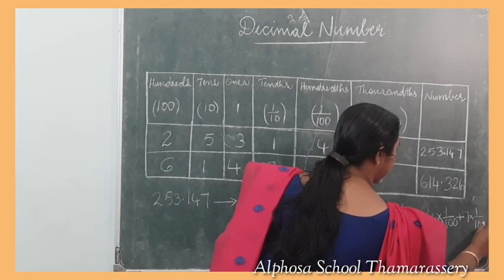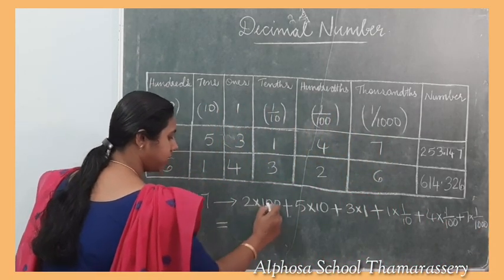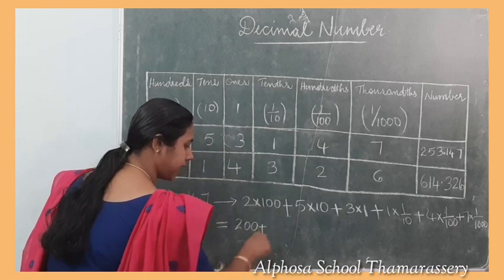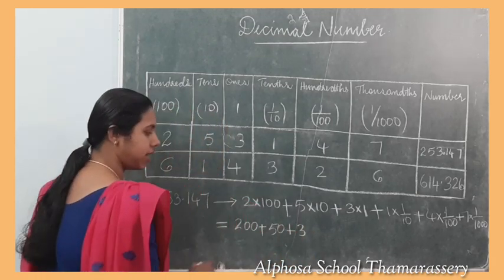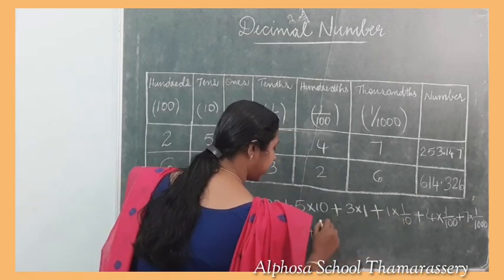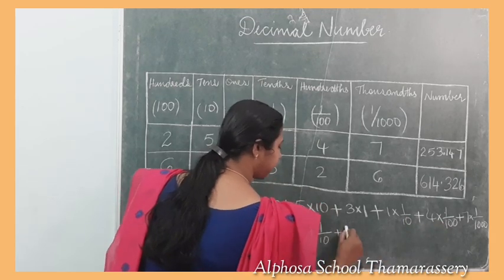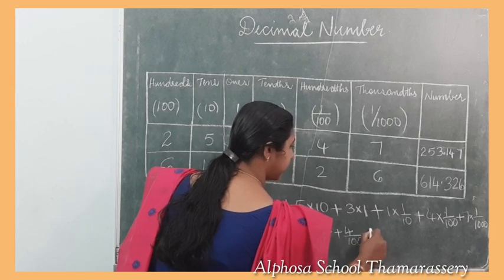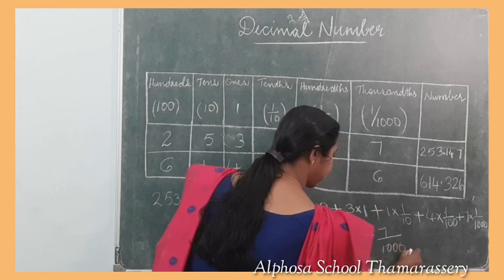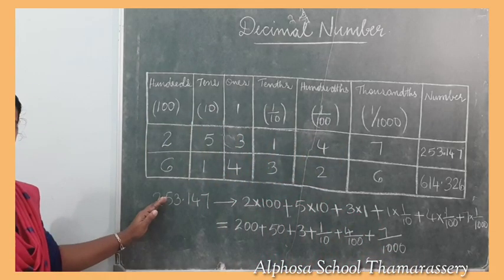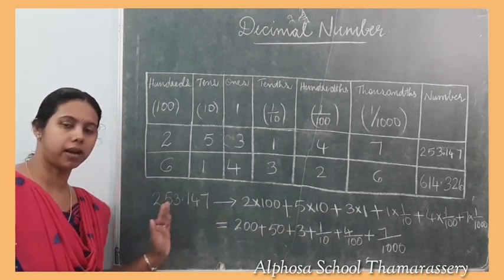1 by 1000, which is equal to 2 into 100, 200, plus 5 into 10, 50, plus 3 into 1, 3, plus 1 into 1 by 10 is 1 by 10, plus 4 into 1 by 100 is 4 by 100, plus 7 into 1 by 1000 is 7 by 1000. So this is the expanded form of the number. If you get the expanded form, you can write the number also.